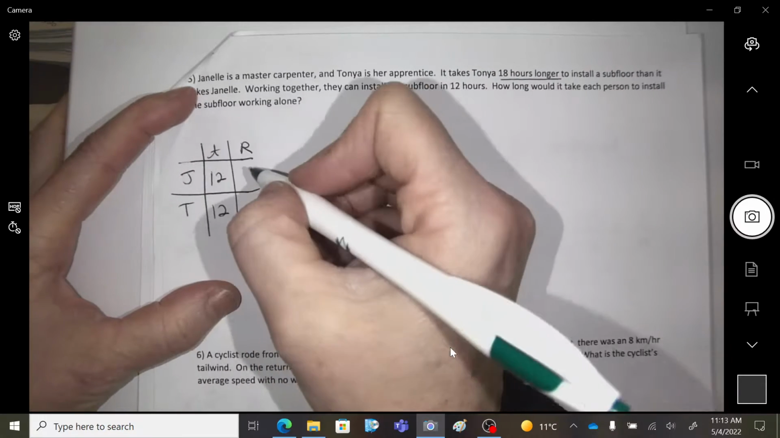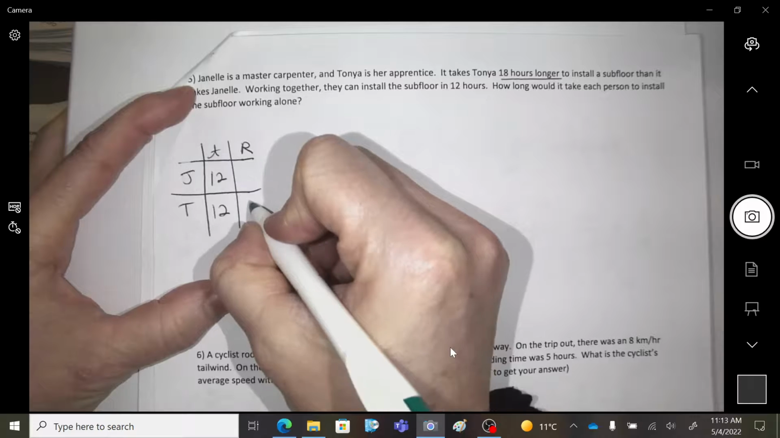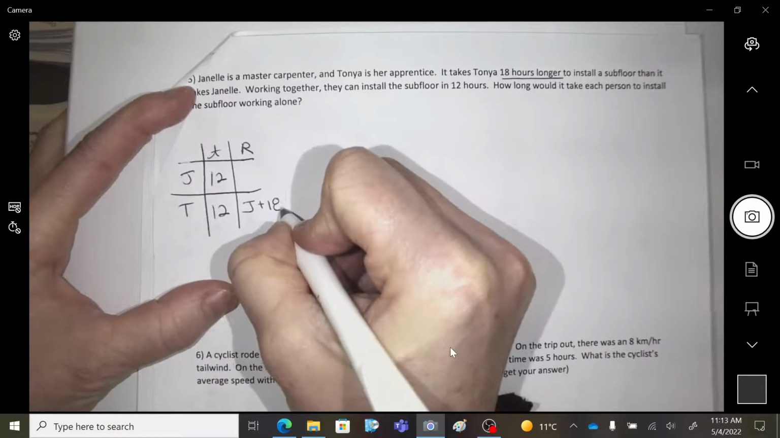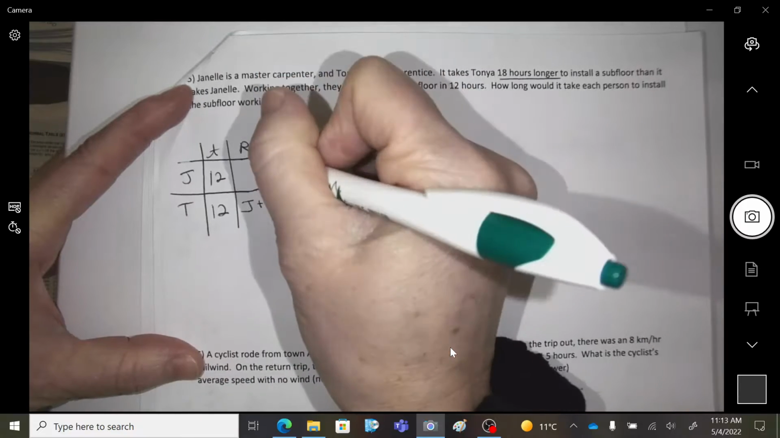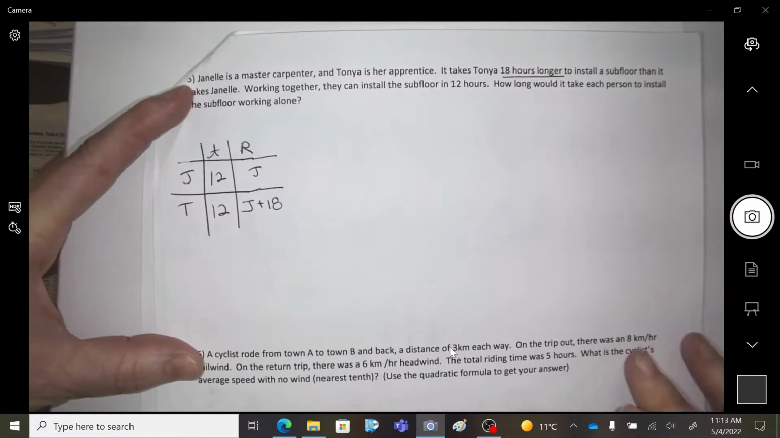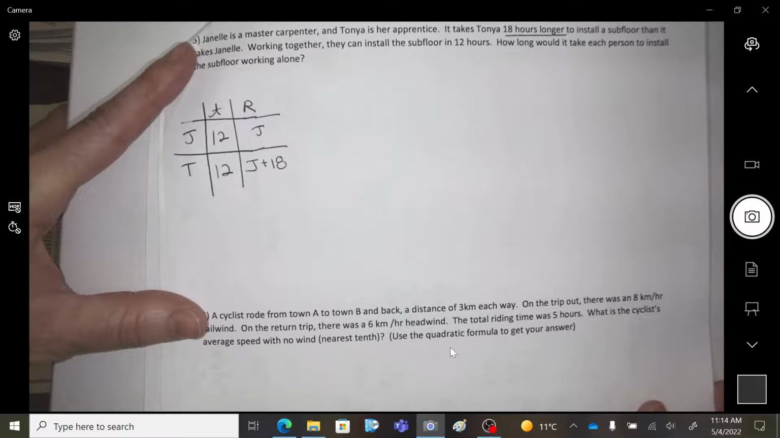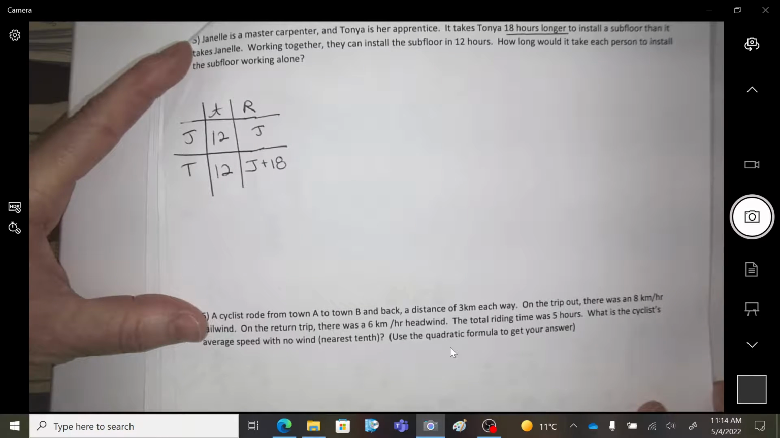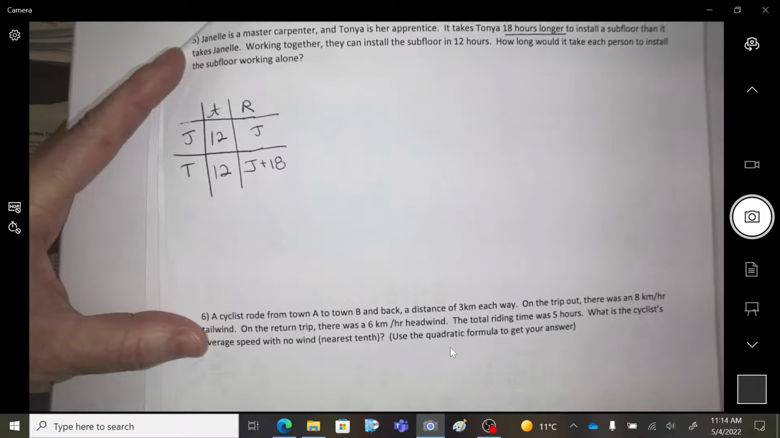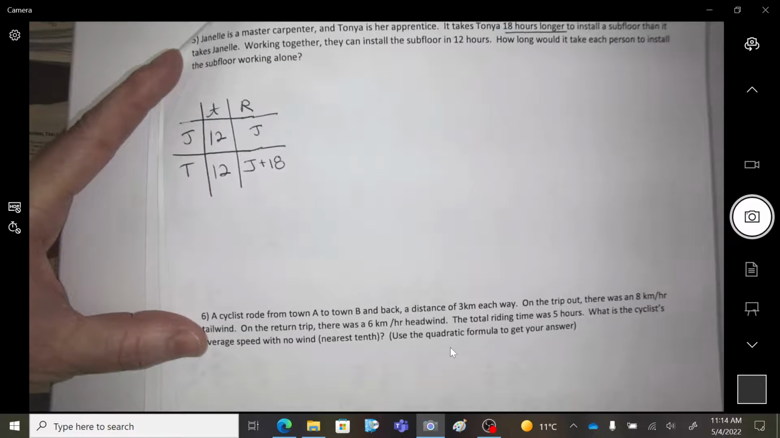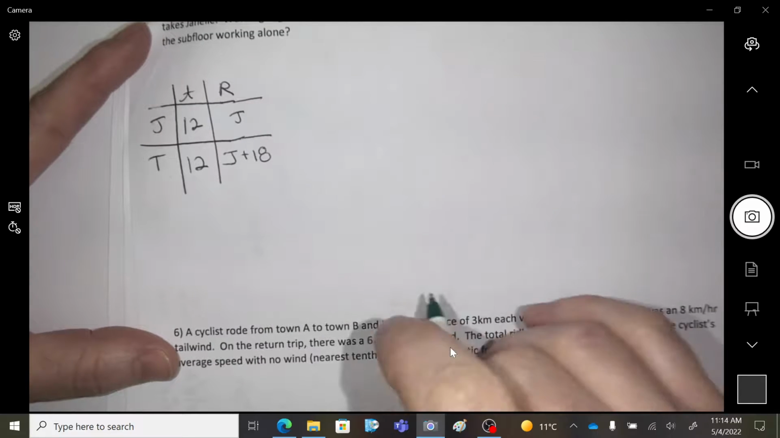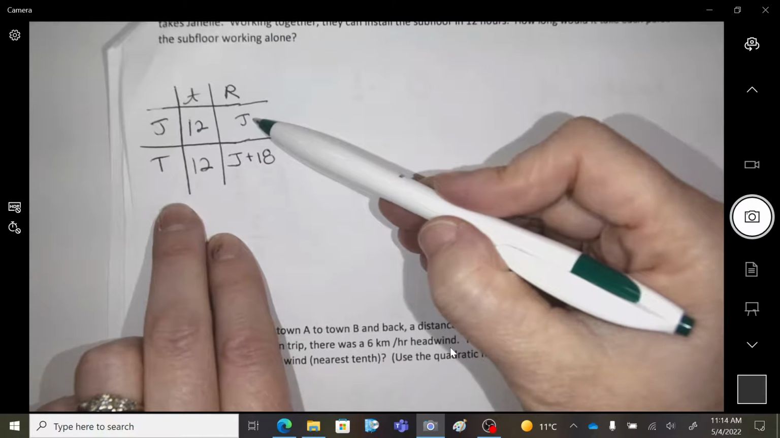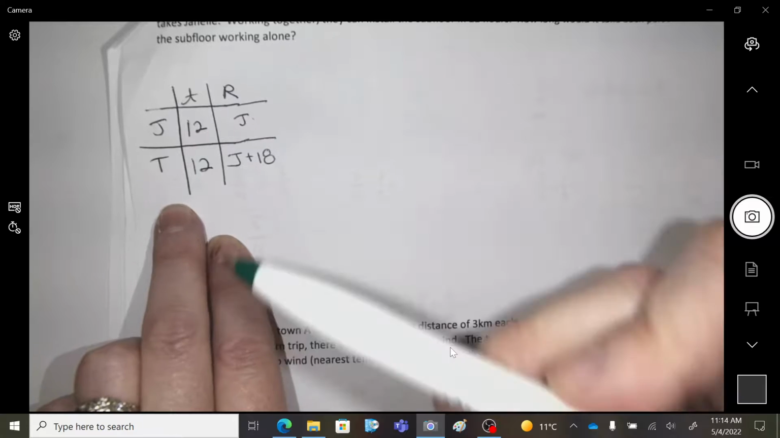18 hours longer than Janelle. Does this make sense? I don't know Janelle's and I don't know Tanya's. Okay, but we can't use two unknowns. Right? In math, you can't use two variables that you're figuring out. So I'm going to say Janelle, I don't know. Tanya is 18 longer.